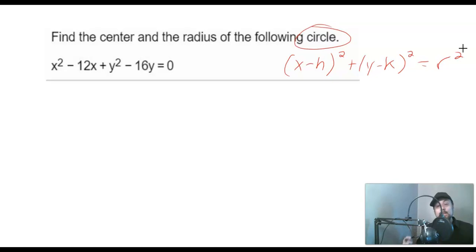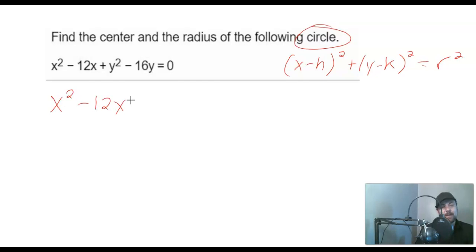And the work is going to be to rewrite the equation so it looks like this, so that we can get that information. So really, you cannot find the center and the radius unless the equation looks like this formula looks. And this equation does not look like this formula looks, right? We have x squared minus 12x.